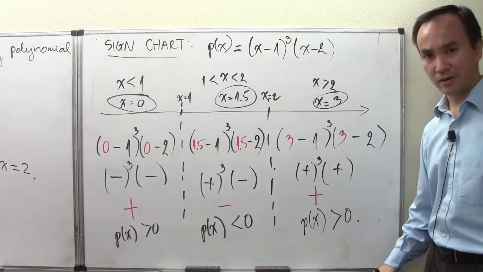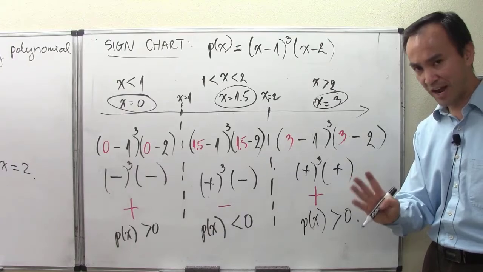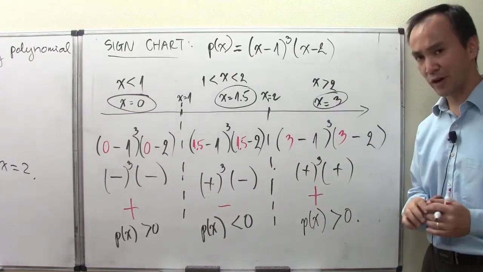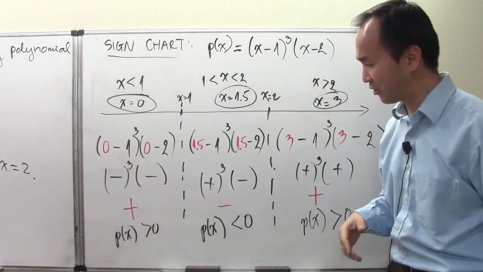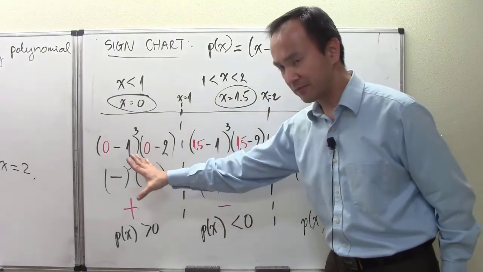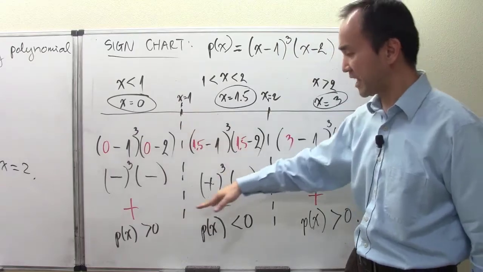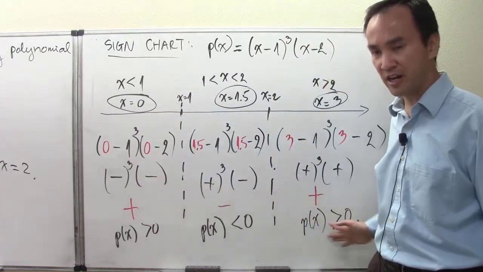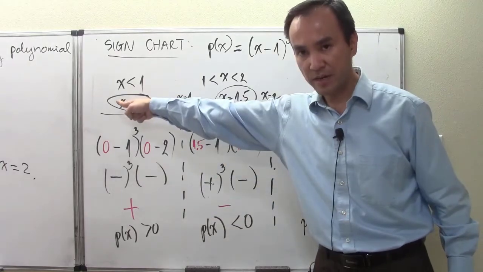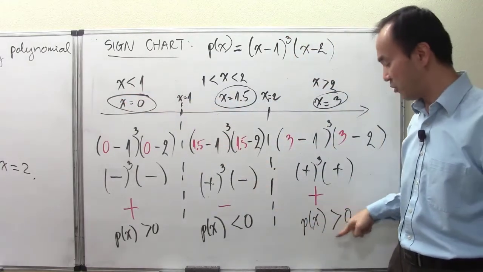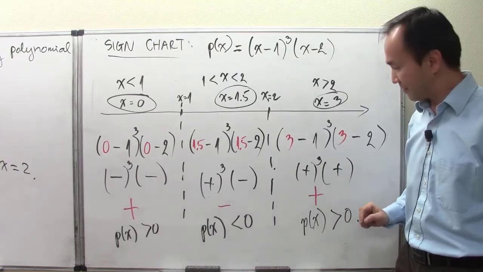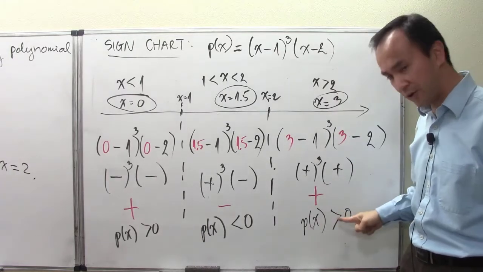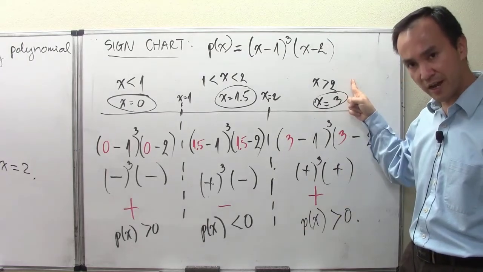All right, so now we have found our answer. The chart is here. Allow me to swing to the other board and formalize our answer. This time, in order to satisfy greater than 0, we have spotted two separate intervals. One of them is the interval x less than 1. The other interval is where x is greater than 2.